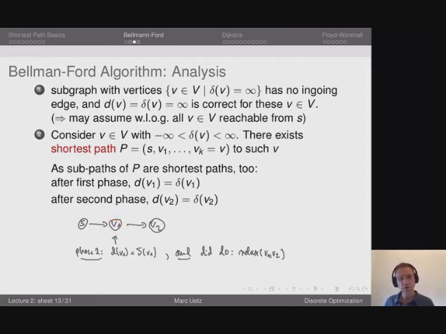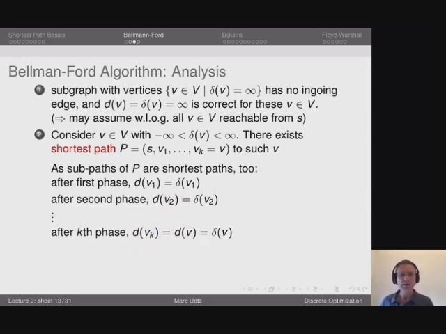Again, I was scanning all the edges of the graph in the second phase, in particular also this one. So therefore, I'm sure that the corresponding update has been made, and after the second phase, the true distance of V2 has been set. So d of V2 is equal to delta of V2. Okay, so this just goes on inductively along this path. So after k phases, we know that the kth vertex on this shortest path has the true shortest path distance label, and that was our vertex V. So it was arbitrarily chosen.